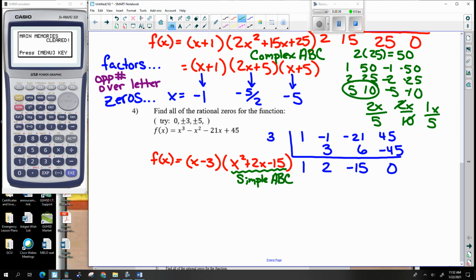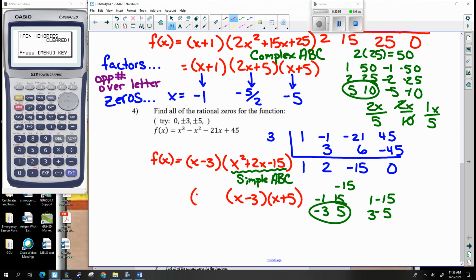Simple ABC. So I see that the multiplication number is negative 15. So 1, 15, 3, 5. One number is negative or the other. Trying to add to a positive 2. There it is. All right, so x minus 3 and x plus 5 are factors, but so is this already, this outside x minus 3.